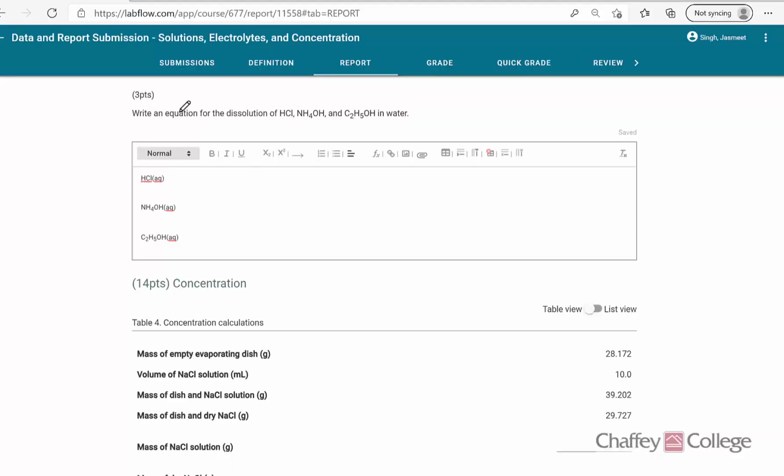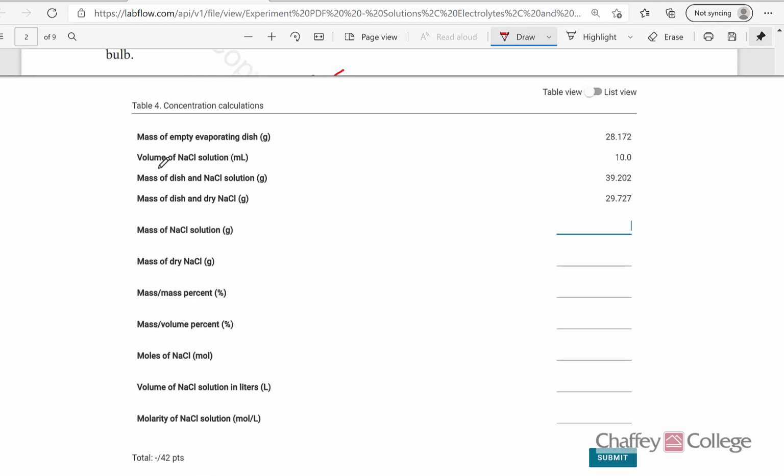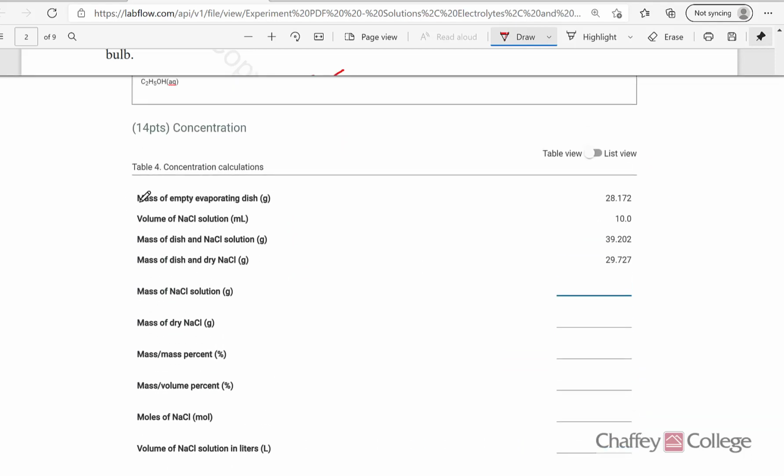And in this section, you need to write the dissolution equation for HCl, NH4OH or ammonium hydroxide, and ethanol. Remember, the ionic compounds break down completely, as I showed earlier in the instructions, and the covalent compounds do not dissociate or break. So complete these equations. In the final section, we need to calculate the concentration of various solutions.